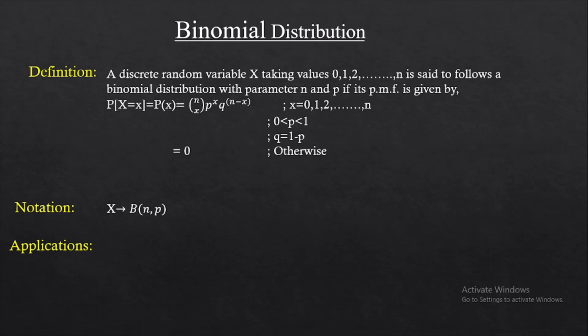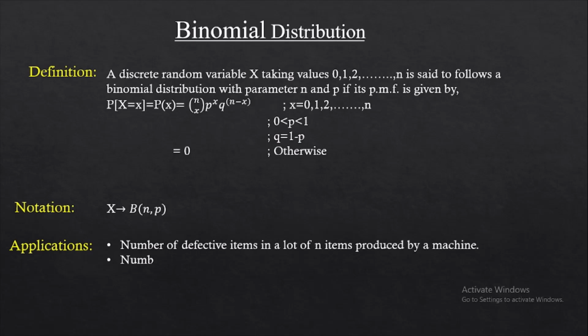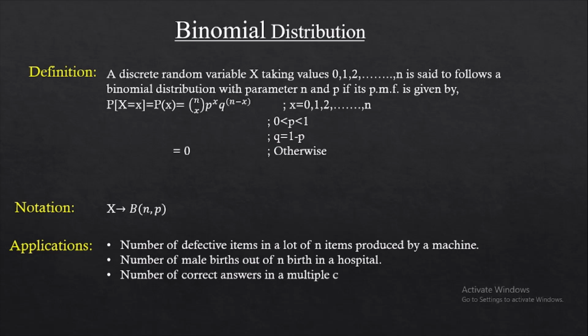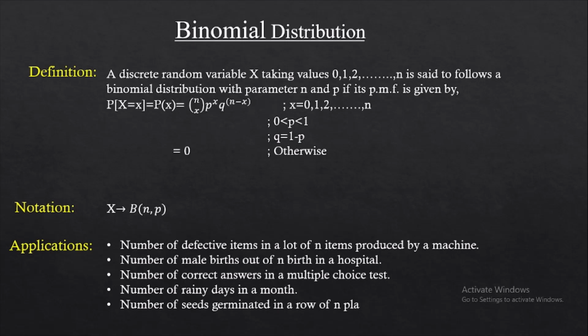Let's see some real life applications which we see in daily life. First one is the number of defective items in a lot of n items produced by a machine. Number of male births out of n births in a hospital. Another is the number of correct answers in a multiple choice test. Number of rainy days in a month. Number of seeds germinated in a row of n planted seeds. These are some real life applications of binomial distribution.